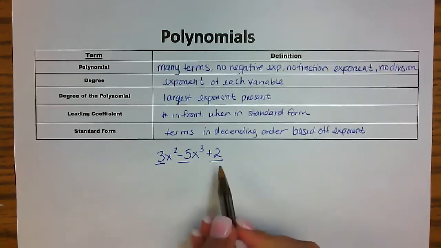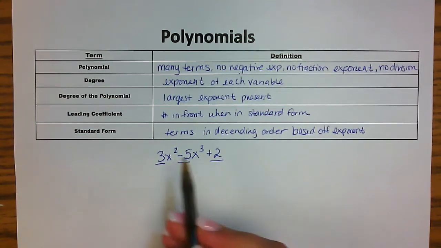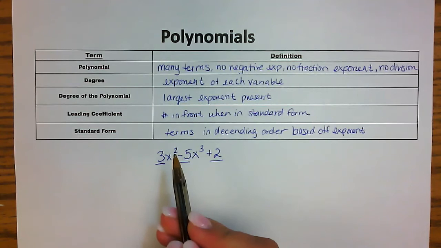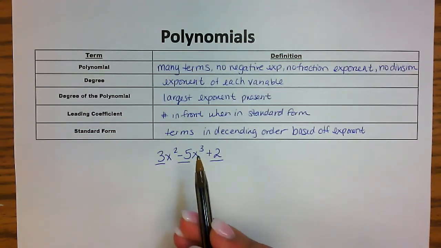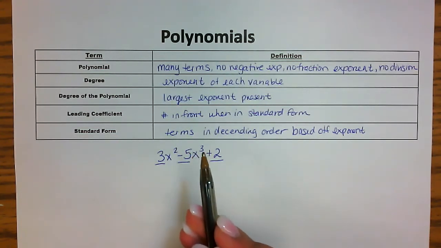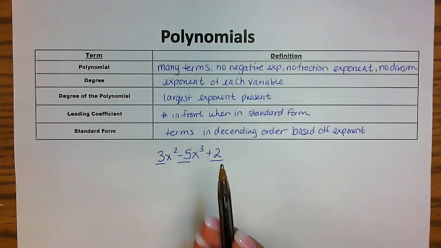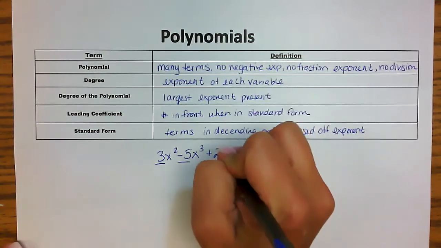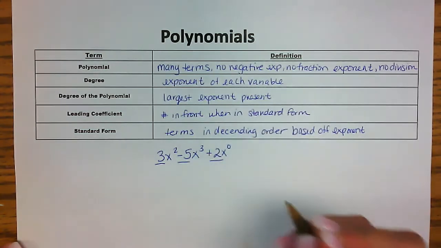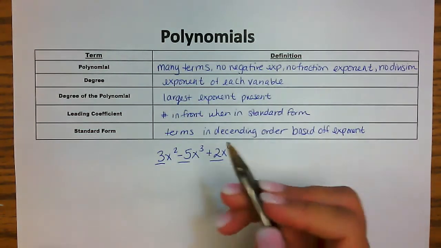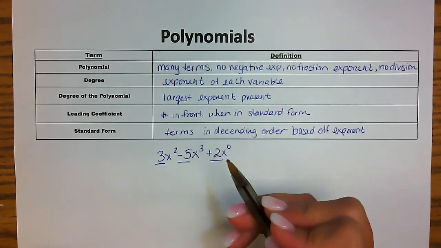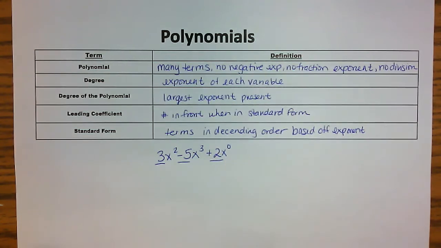The degree, it says, is the exponent of each variable. So we have 3 degrees going on, one in each term. This degree would be 2. The degree of this one would just be the 3. And then this one doesn't have a variable. So technically, it would be x to the 0 power because there is no variable. So the degree of constant terms is always going to be 0.